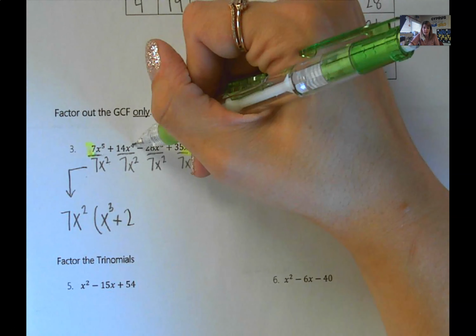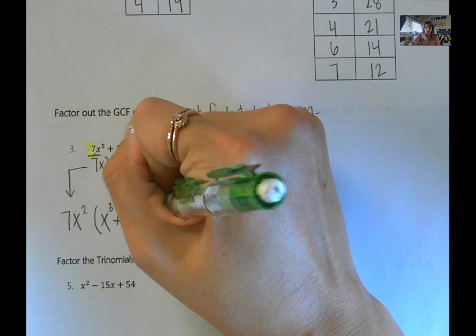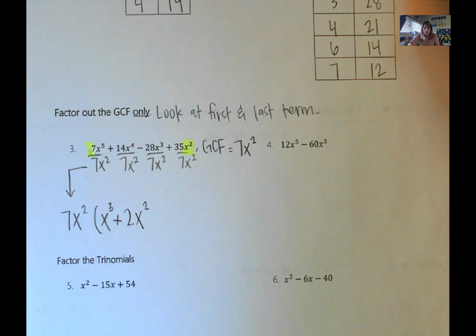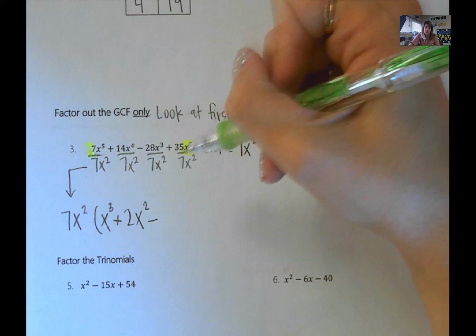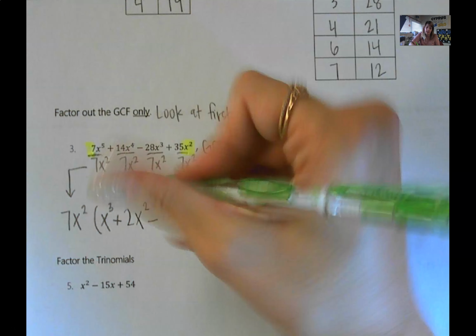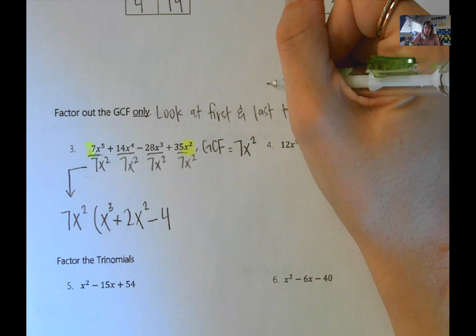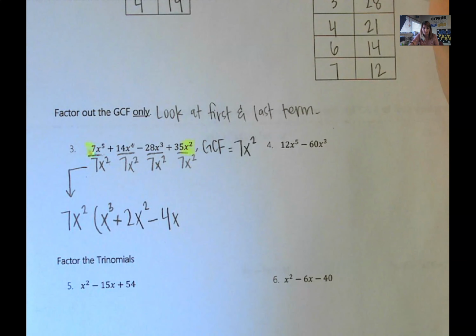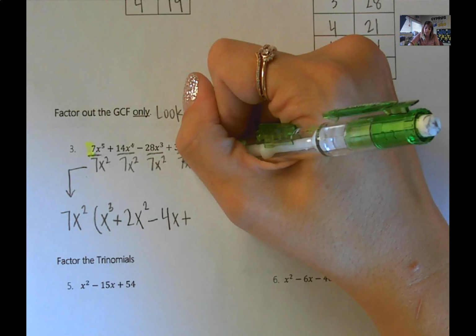If you have 4 x's and you take away 2 x's, you have 2, so 2x squared. Keep the minus. Once again, we're dividing by the same thing because we're taking a 7x squared from each term. 28 divided by 7 is 4. X cubed, you take away 2 x's from 3 x's, you're just left with 1x. Keep the plus. 35 divided by 7 is 5.